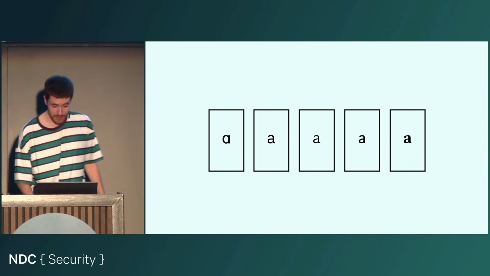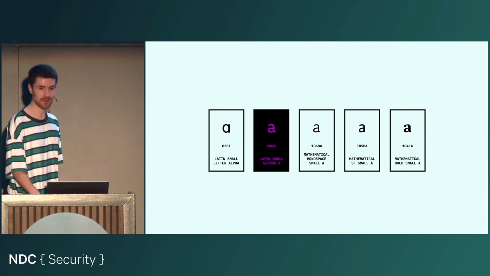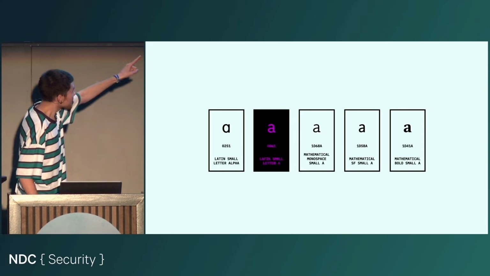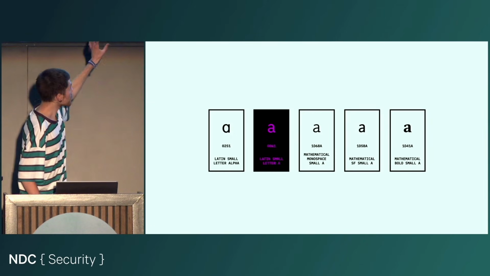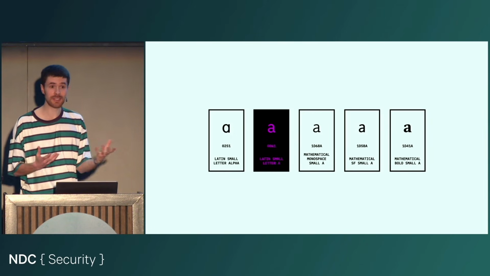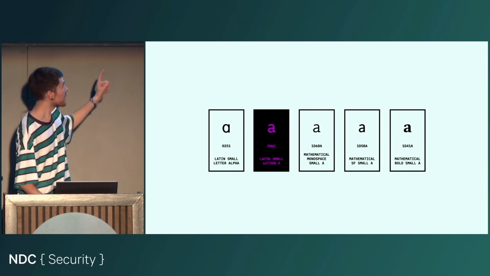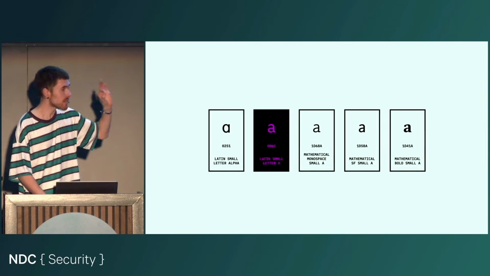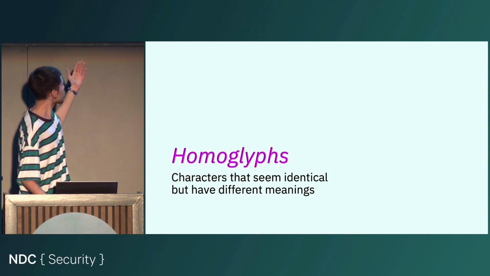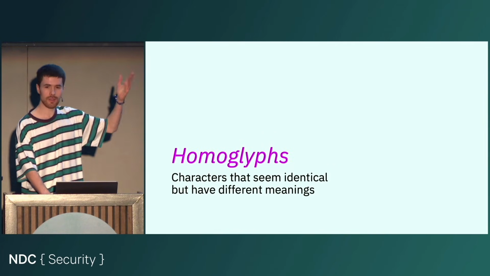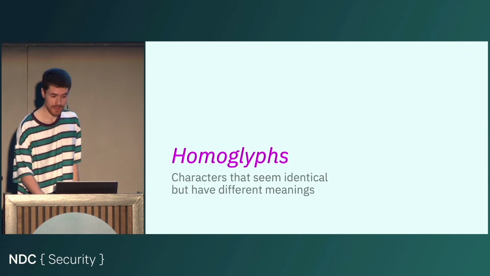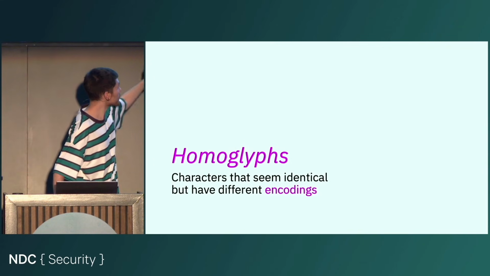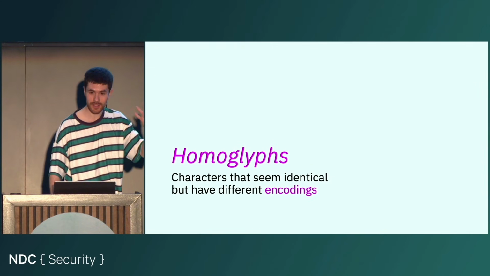Well, it's actually the second one. You see, the difference is that they have different Unicode encodings. So the numbers, the things that the computer sees, are different, and that's the key here. Homoglyphs are characters that look identical, but they don't mean the same thing to the computer. They have different encodings, and that's what we are going to use.